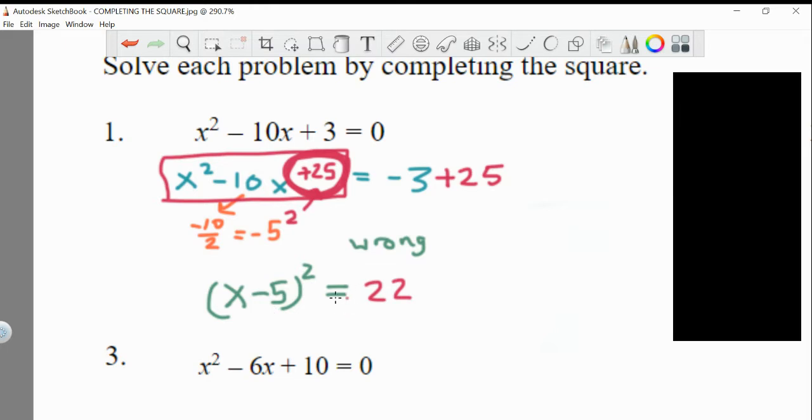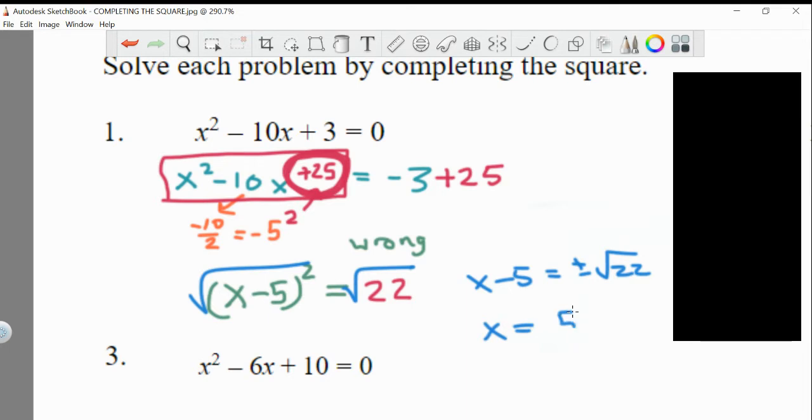And then solving this question is a piece of cake. It takes like 10 seconds. We square root both sides. That's going to be x minus 5 equals plus or minus square root 22. And then we add the 5. 5 plus or minus square root 22. There's your two answers. You've avoided doing the quadratic formula. You've gotten your answer really quick.